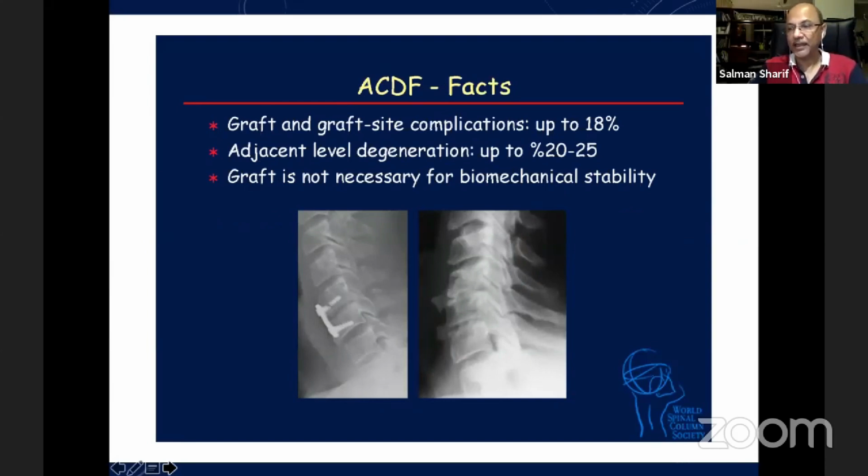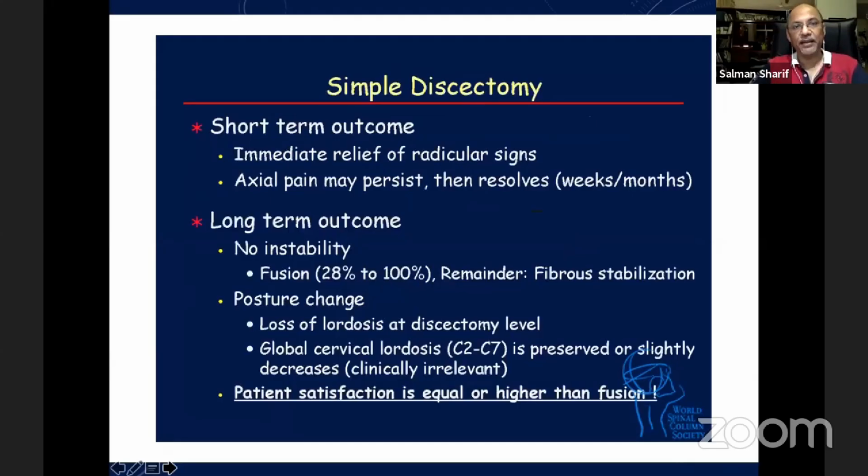could be high in inexperienced hands or people who don't have enough exposure, whereas adjacent level disease could be up to 20%. If you go on exposing a level above and below at the same time, you need to be directed just at the level that you'd be working at. Graft is not necessary for biomechanical stability, and there are multiple studies that have shown that.